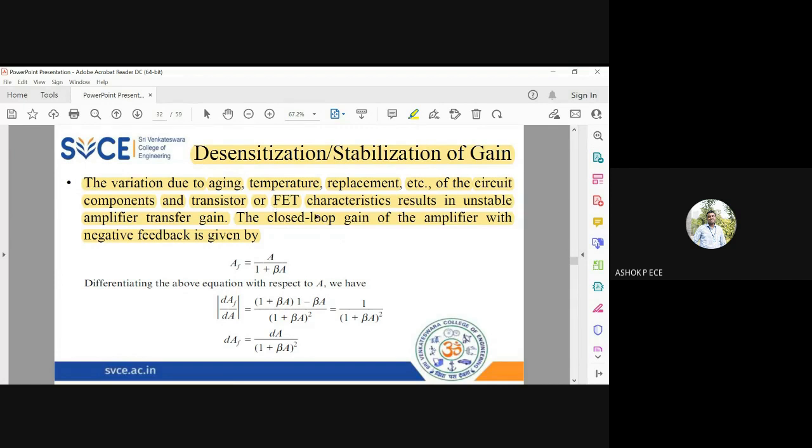So the closed loop gain of the amplifier is given by this formula. See, this AF expression you should not forget in this unit, because we'll be using it everywhere for negative feedback. So you should not forget the formula for AF. AF is equal to A by 1 plus A beta. Now I am going to differentiate this AF with respect to A. And you see A is present in both the numerator and denominator. So I'll be using the U by V method.